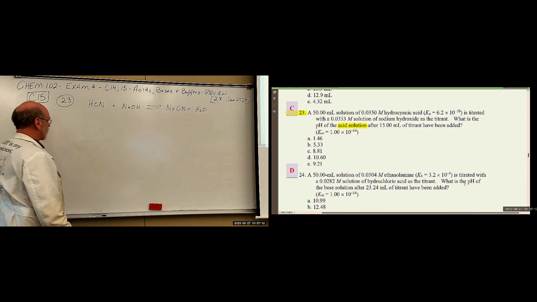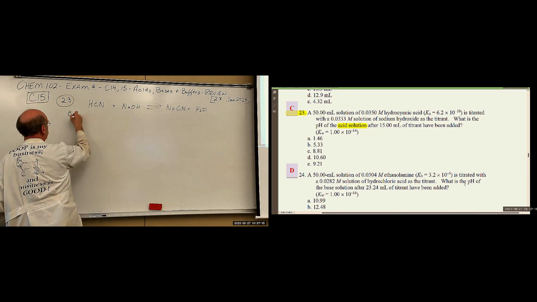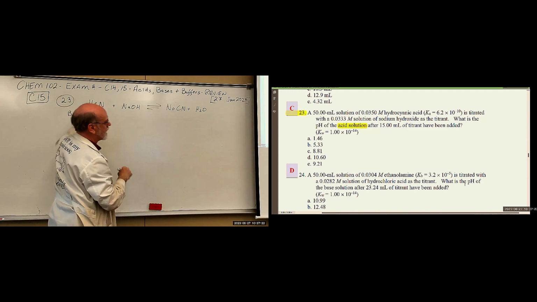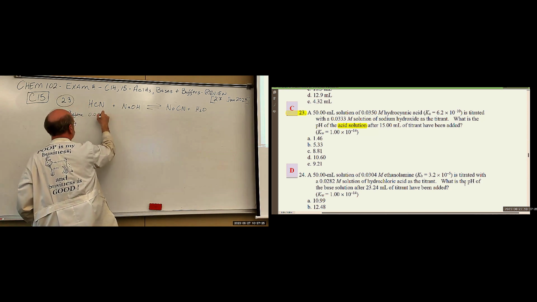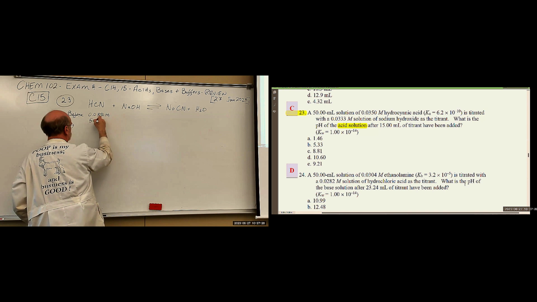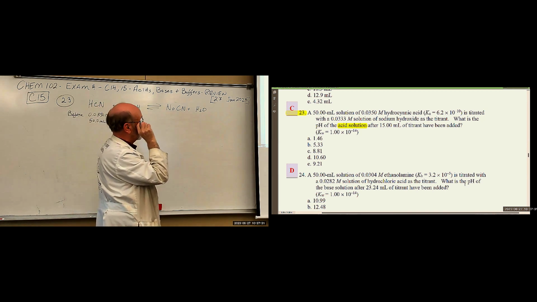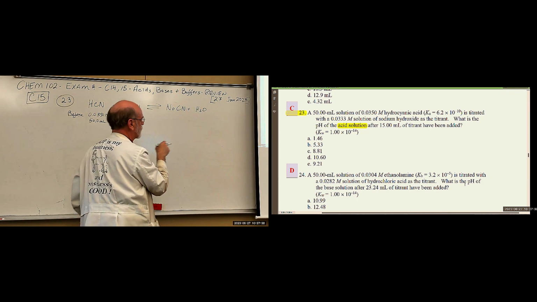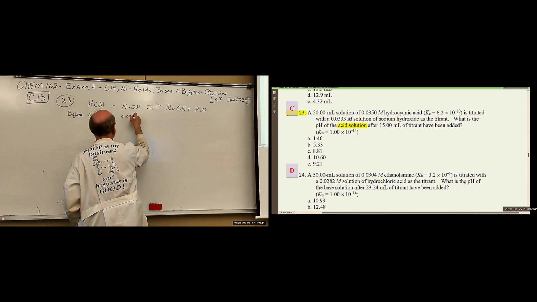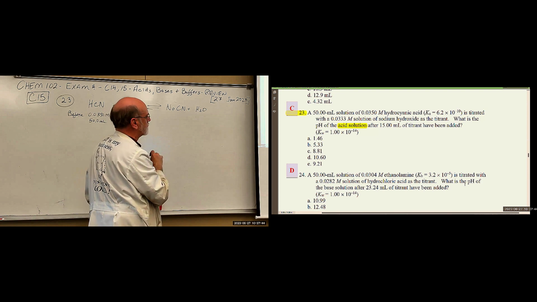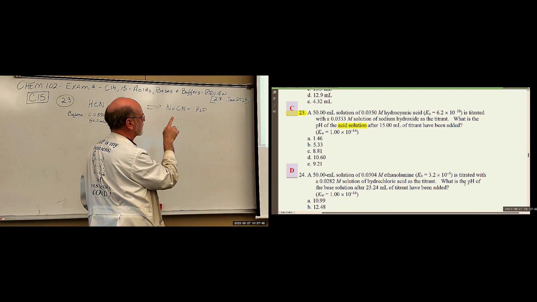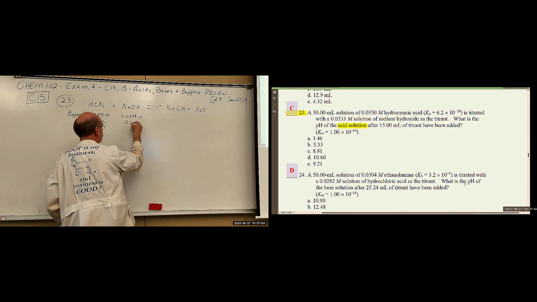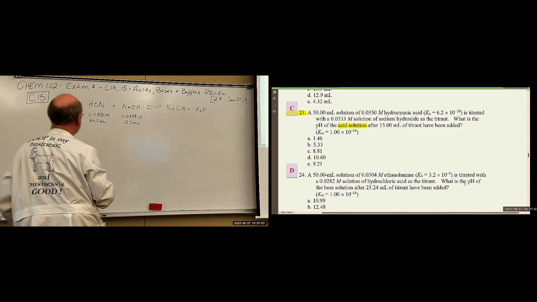Okay. All right. We're starting off. This is before. We're starting off with HCN, 50 milliliters of 0.0350 molar, and we're titrating that with 0.033 molar sodium hydroxide, and 15 milliliters of this one. Okay. All right, so after, what do we have?